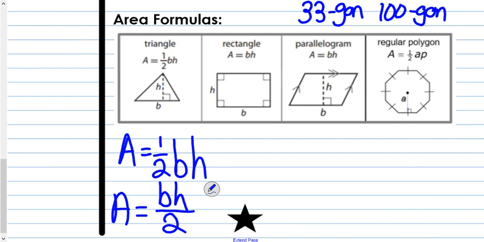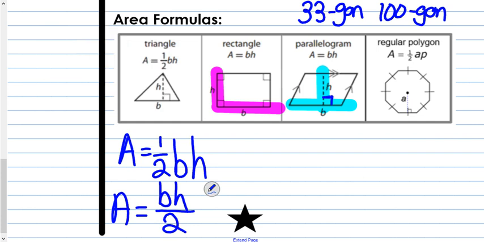The area formula for a rectangle is base times height. Okay? Area equals base times height. The area formula for a parallelogram is also base times height, but you will notice that the height is not one of the sides because the height has to be perpendicular to the base.